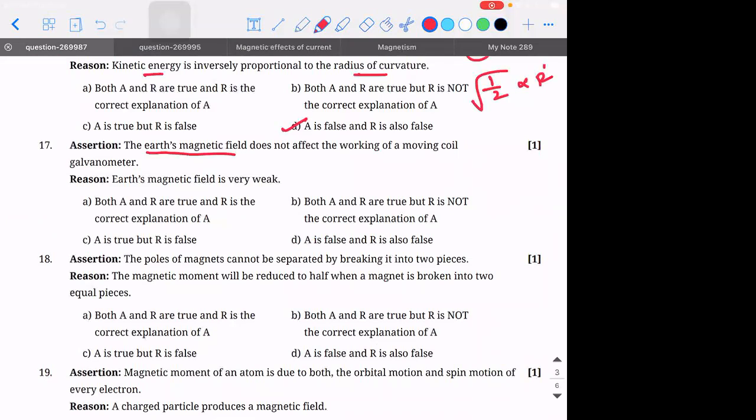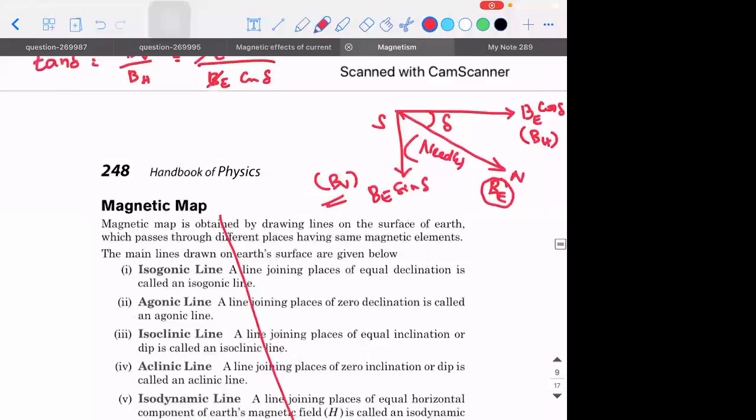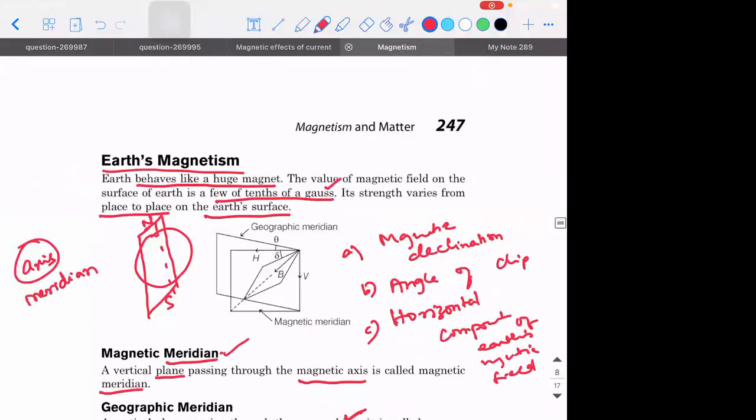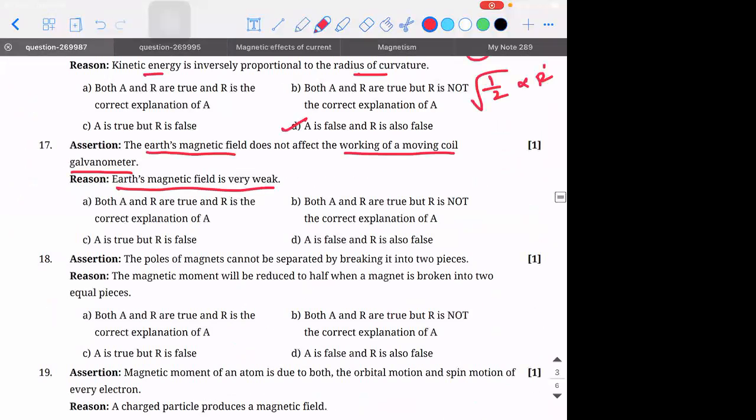The Earth's magnetic field does not affect the working of a moving coil galvanometer. Earth's magnetic field is very weak. Okay. So I told you one important point in magnetism, the Earth's magnetism. The Earth's magnetism is a few tenths of a Gauss. Gauss itself is a very small quantity. Then obviously the Earth's magnetic field will be even smaller. So is there a possibility for a smaller magnetic field to affect the working of a moving coil galvanometer? The answer is no. You're using it in the lab already, right? When you're doing the meter bridge experiment and everything, there is Earth's magnetism present in your lab also.